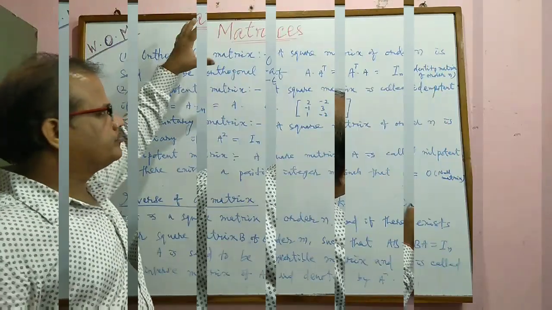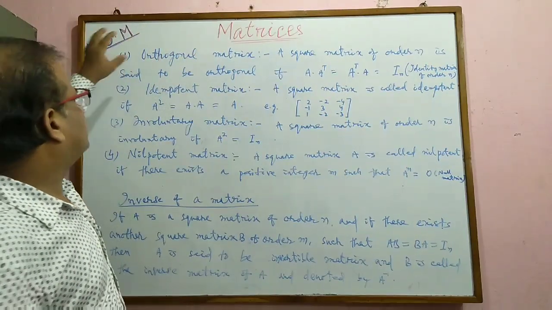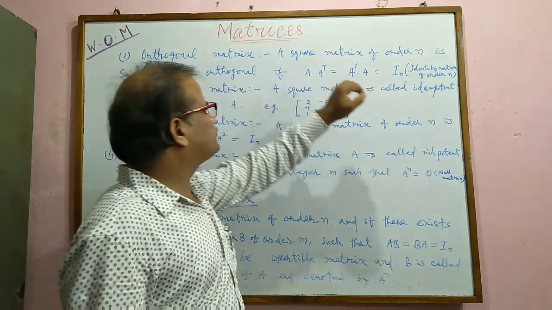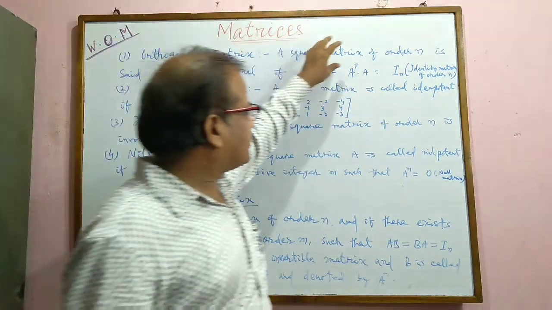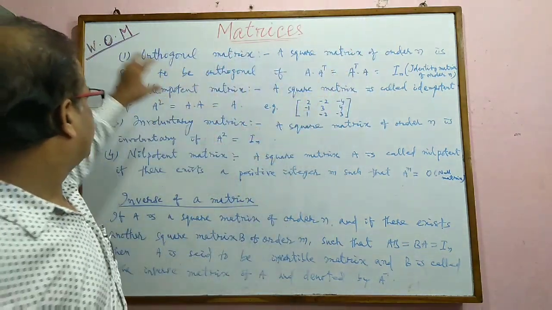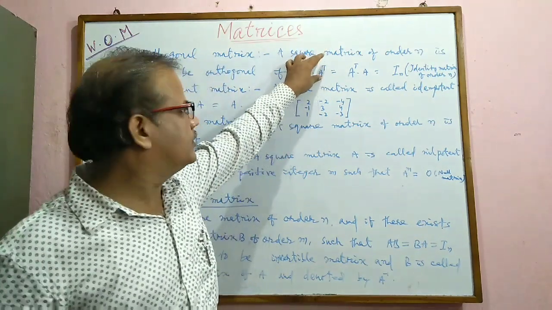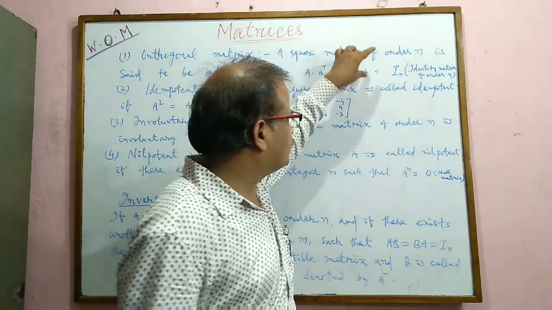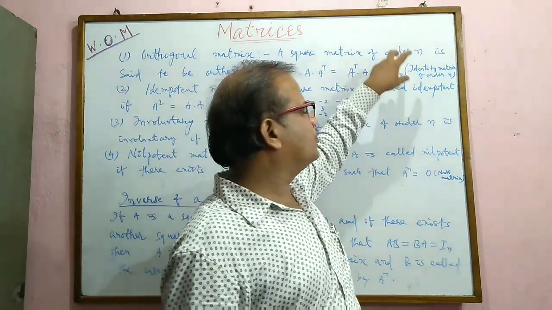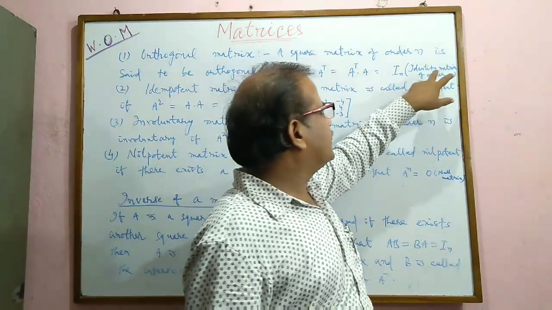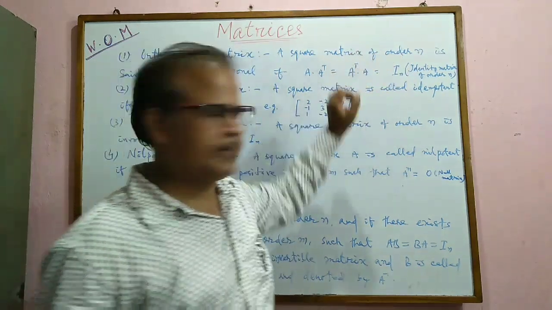Other type of matrices. The first is orthogonal matrix. A square matrix A of order n is said to be orthogonal if A into A transpose is equal to A transpose into A, that is equal to I_n, that is identity matrix of order n.